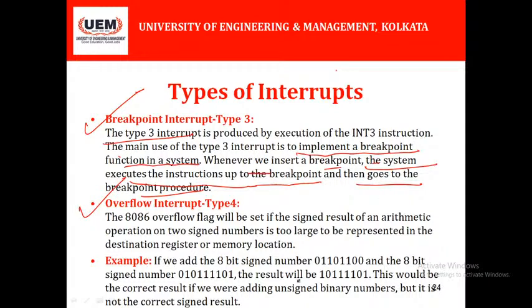For example, we have an 8-bit signed number, which is this one, and another 8-bit signed number, which is this one, and the result is this one. The result would be correct if we were adding unsigned binary numbers, but it is not a correct signed result. So in that case, the overflow flag is set. We observe how many bits there are: 1, 2, 3, 4. There are a total of 8 bits present in the first data.